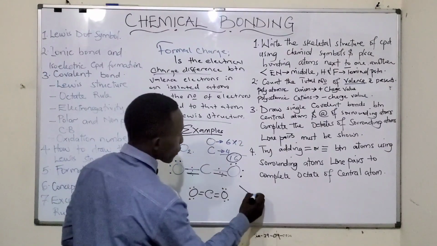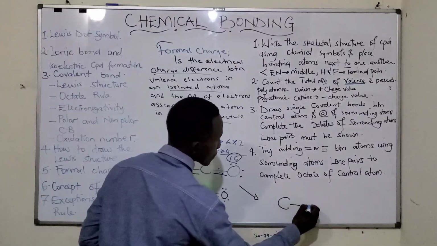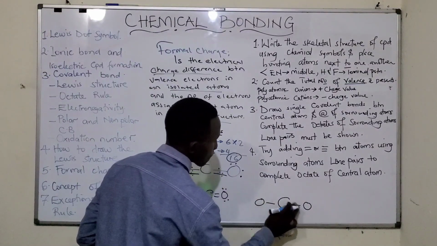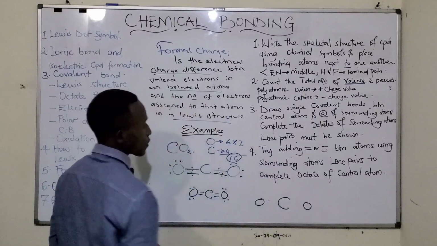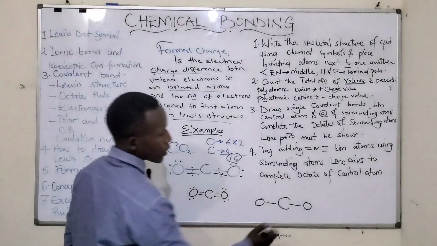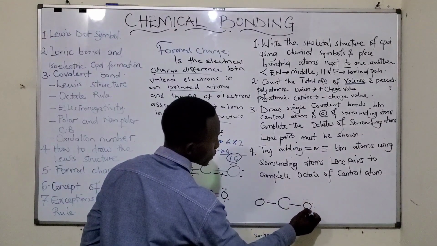So if you try it another way, for example, you have this. When we follow the same procedure, you have this. Then we draw our bonds. You complete the octet of the oxygen.